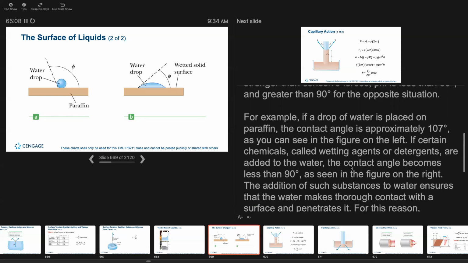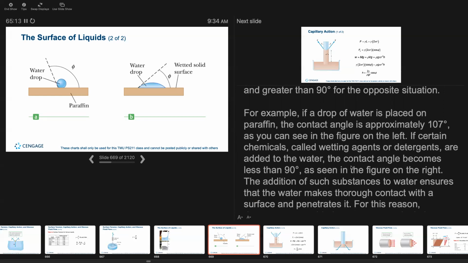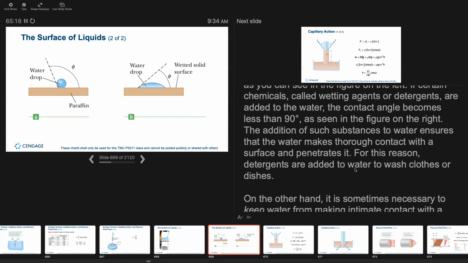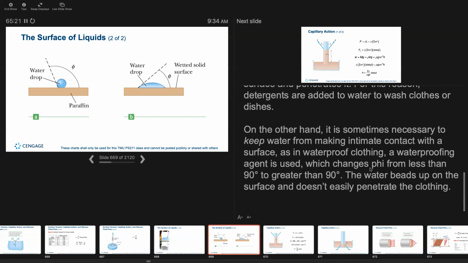The action of such substances in water ensures that the water makes thorough contact with the surface and penetrates it. For this reason, detergents are added to water to wash clothes or dishes. On the other hand, sometimes it is necessary to keep water from making intimate contact with surfaces, such as waterproof clothing. A waterproofing agent is used, which changes phi from less than 90 degrees to greater than 90 degrees. The water beads up on the surface and doesn't easily penetrate the clothes.